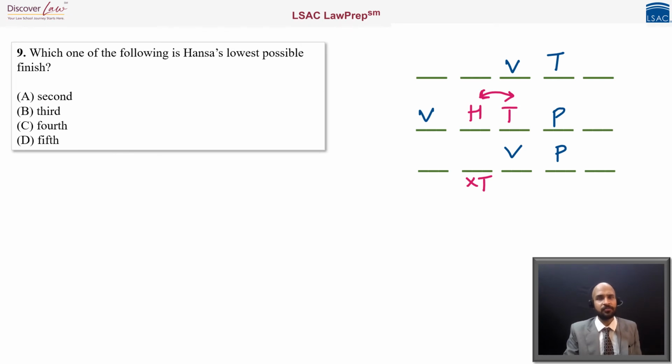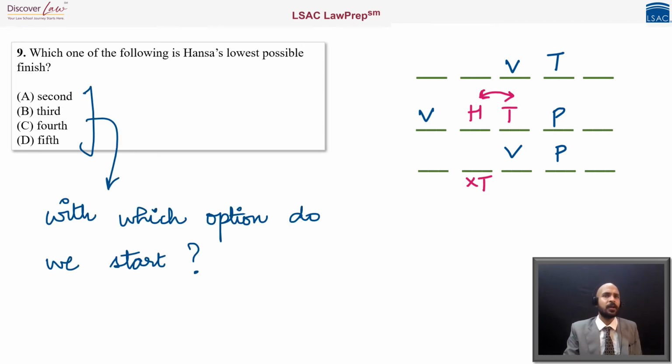Another important question before you start solving it. You are to look at the options one by one, right, to see which one is the lowest possible finish. Should you start with the lowest possible one or the highest possible one? Do you begin with 2nd or 5th? I think it's quite obvious to you that you should begin with the lowest one, right?